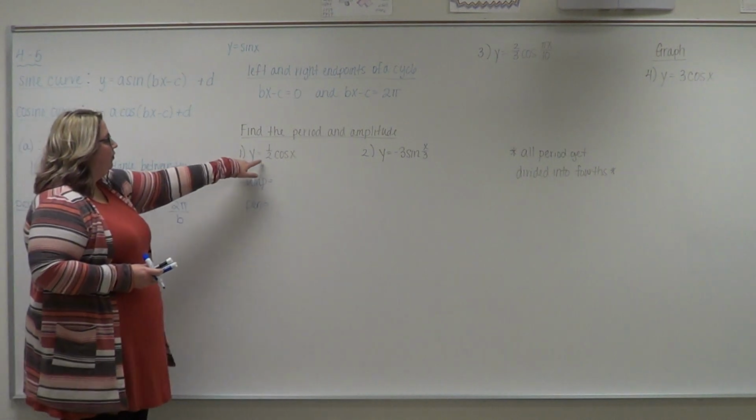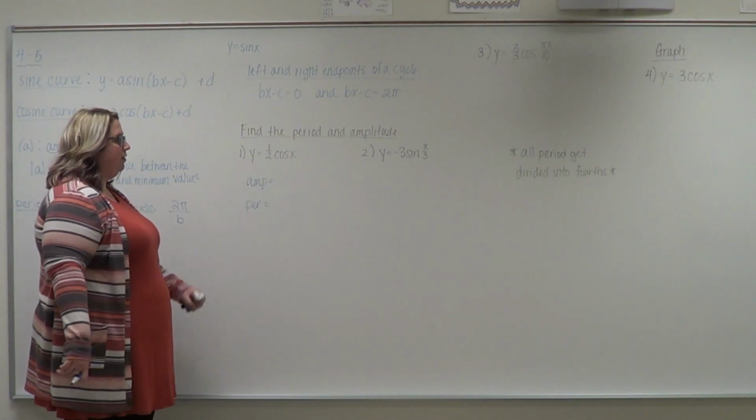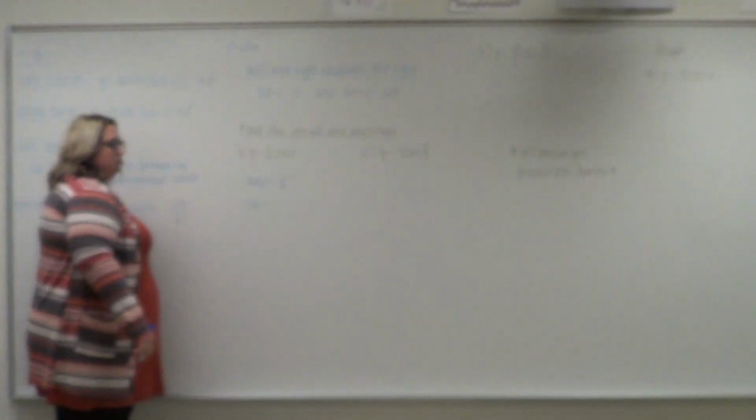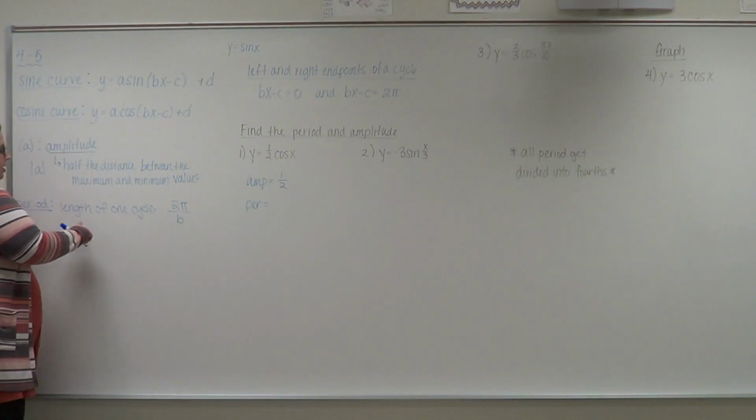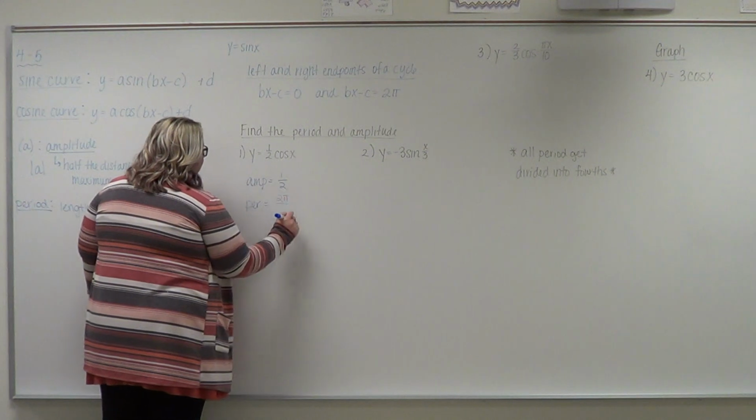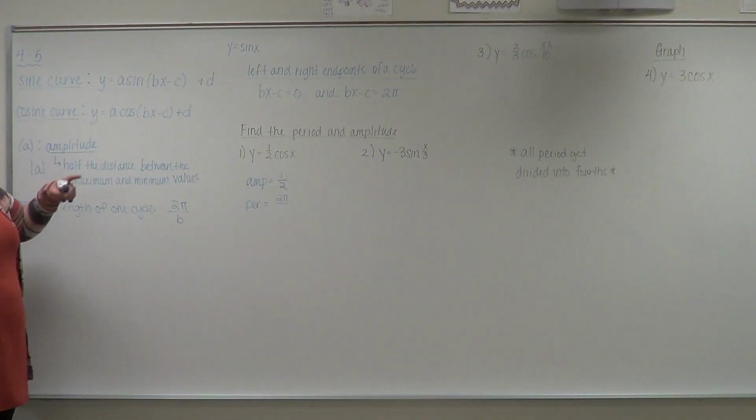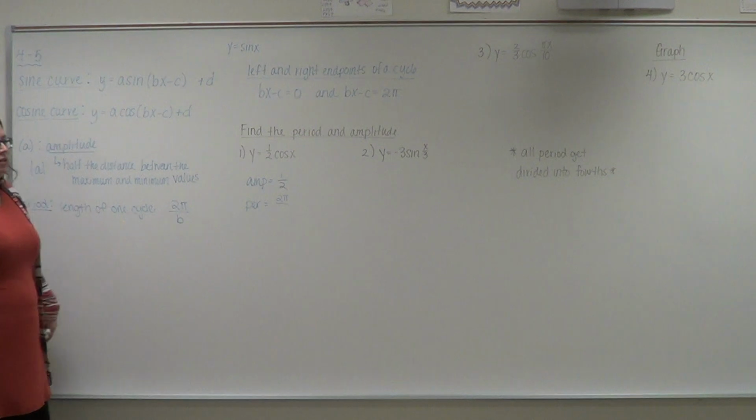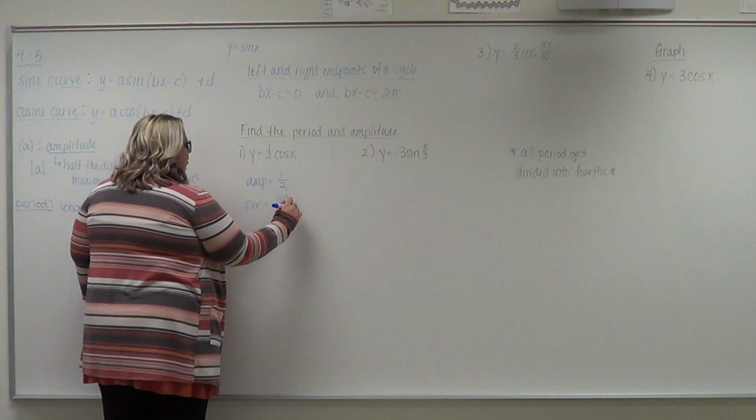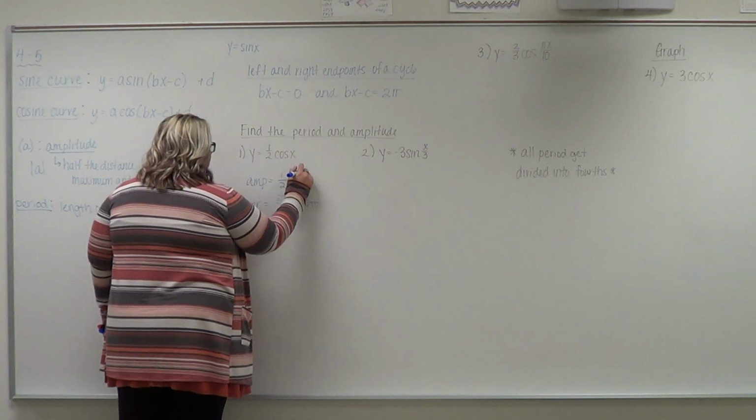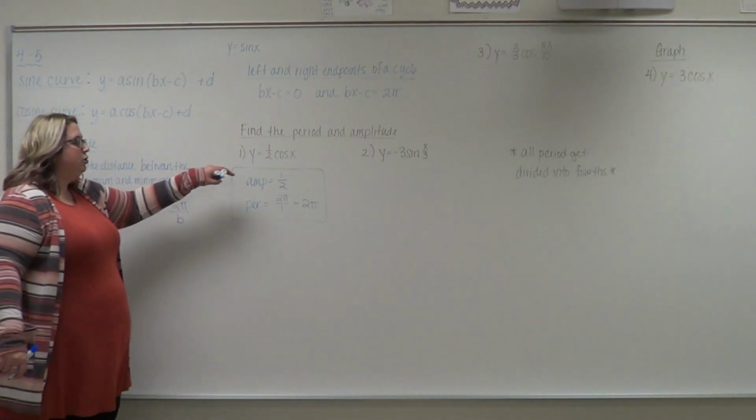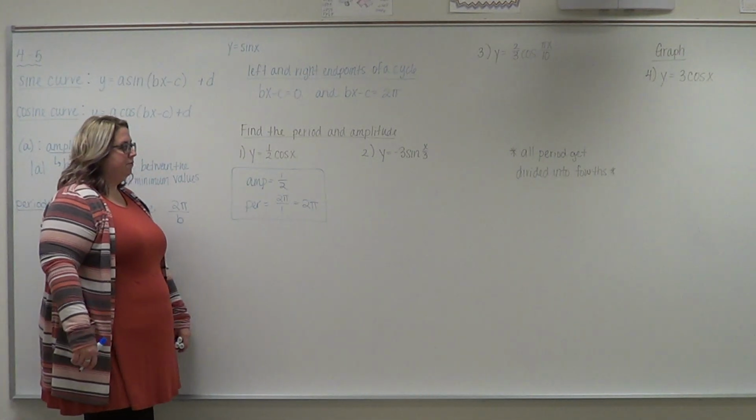If a half is the number in front, what's my amplitude? What's the absolute value of a half? A half. Then to find the period, you take 2 pi divided by the number in front of x, which is your b. What's the number in front of x? 1. So it's 2 pi divided by 1. You have to be able to do this before we can move on to graphing.